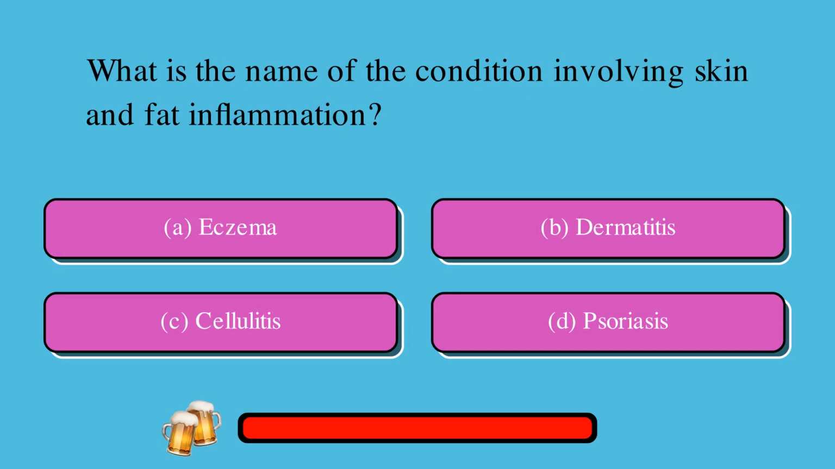What is the name of the condition involving skin and fat inflammation? A. Eczema, or B. Dermatitis, or C. Cellulitis, or D. Psoriasis? The correct answer is C. Cellulitis.